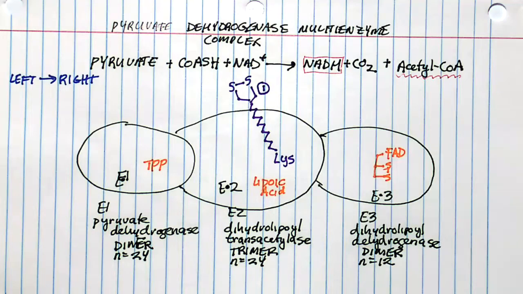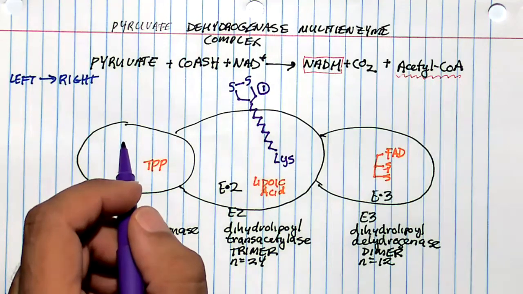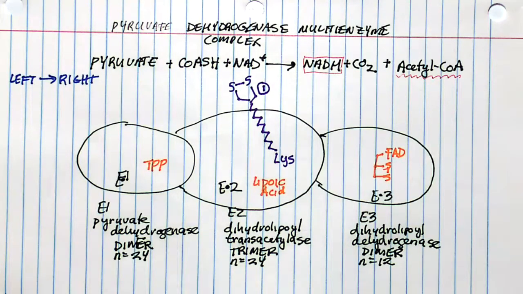Now let's talk about thiamine pyrophosphate. Okay, so this contains thiamine, and thiamine is conjugated to a thiazolium ring. So the thiazolium ring actually has a carbanion component to it. It's a carbon which has a negative charge, or a negative formal charge, so it makes it exceptionally nucleophilic.